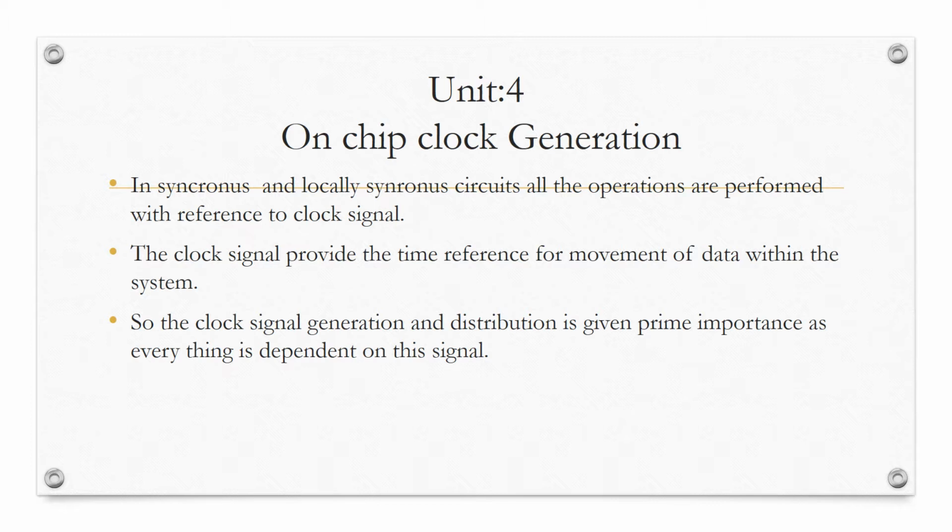So students, in this lecture we will be discussing on-chip clock generation. There are three different ways we will see in this chapter to generate the clock signal on chip. We know that in synchronous and locally synchronous circuits, all the operations are performed with reference to the clock signal. The clock signal provides the timing reference for movement of data within the system. So clock signal generation and distribution is given prime importance, as everything is dependent on this signal.